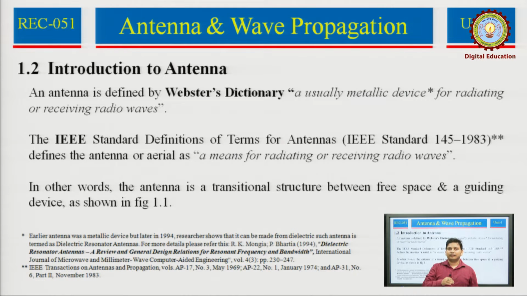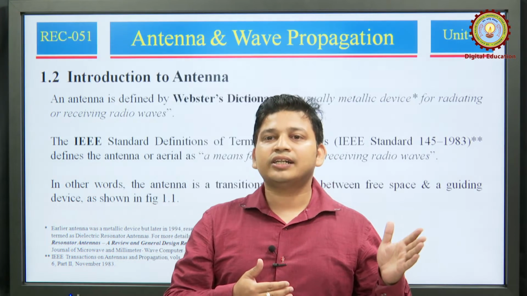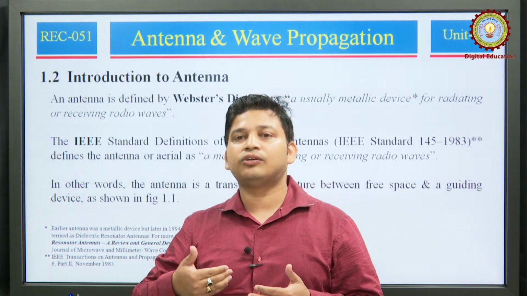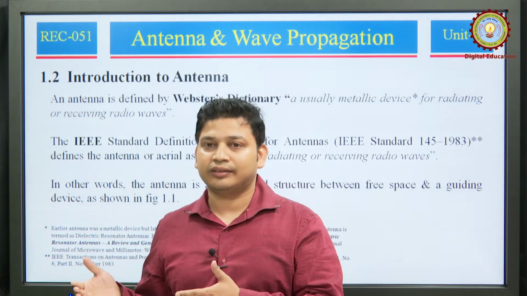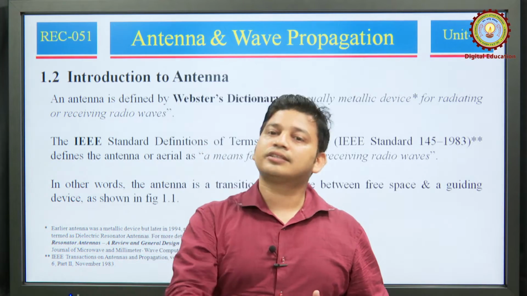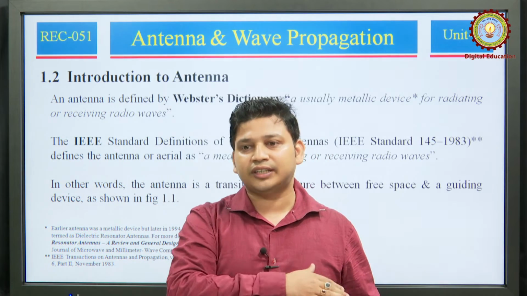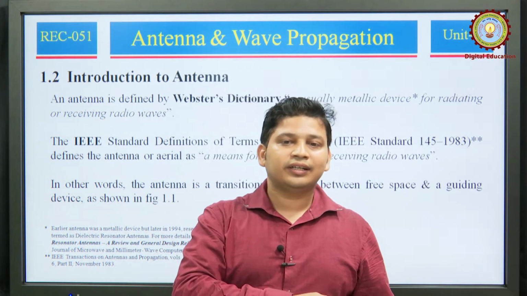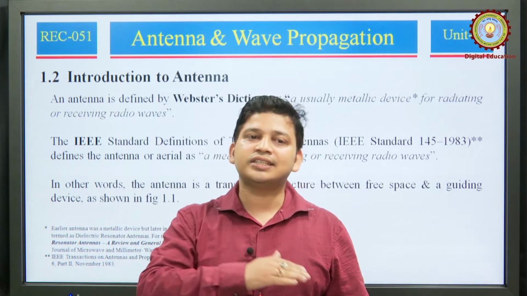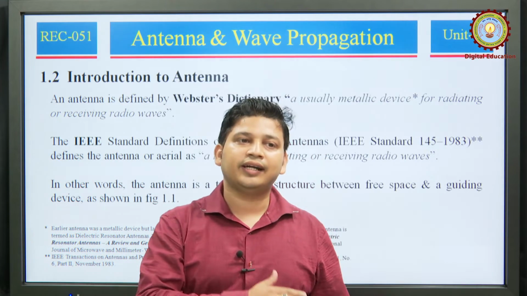The antenna is a device meant for radiating or receiving radio waves. It is not important that it must be metallic. Earlier it started with the metallic concept and later it went to dielectric. There is a difference between metallic and dielectric semiconductor devices. As this course progresses, we can differentiate the metallic and dielectric and other substrates which are available. In other words, it is a transition device or transition structure between free space and a guiding device.